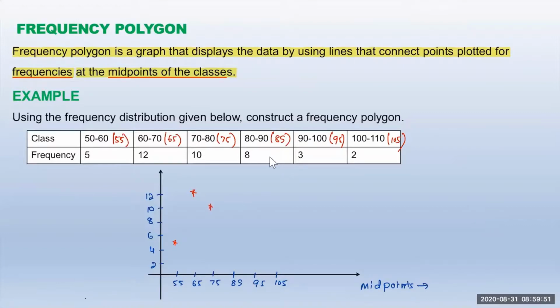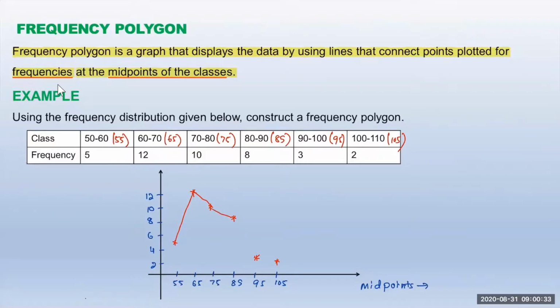Then you have 85 and 8. At 85, you go to 8. Then you have 95 and 3. When you have 95, the frequency is 3. And for 100 to 110, the midpoint is 105 and the frequency is 2. So here we plotted the points, using the midpoint and the frequency. If you join these, let's see what you get. Join these from point to point like this.